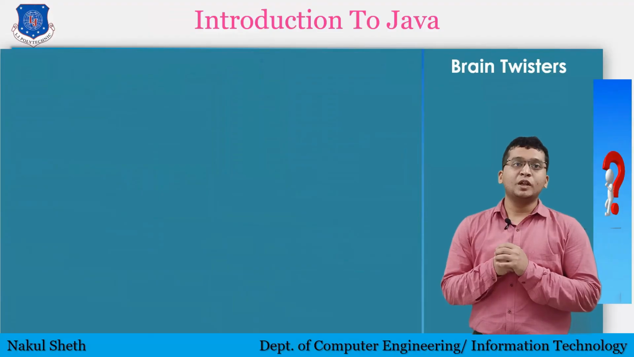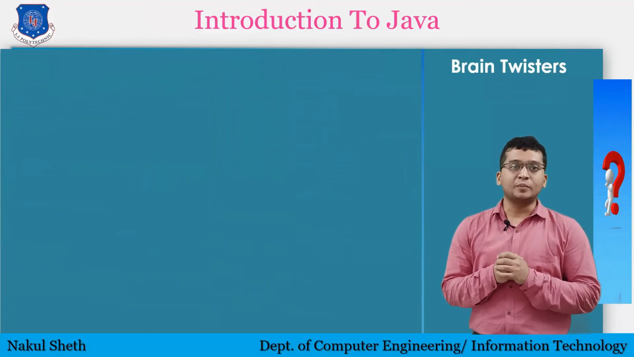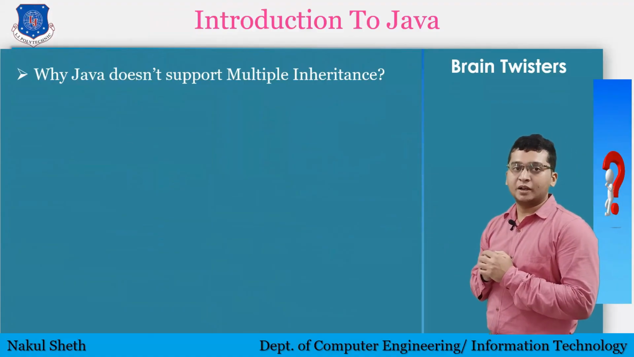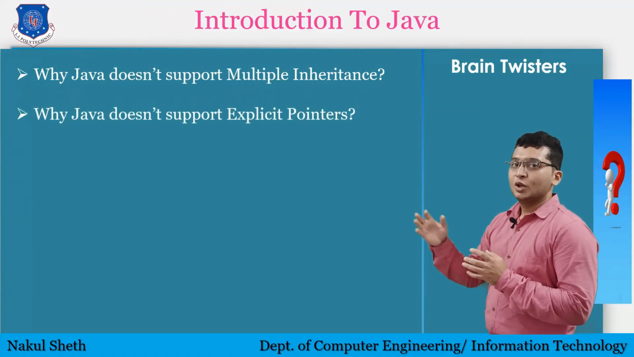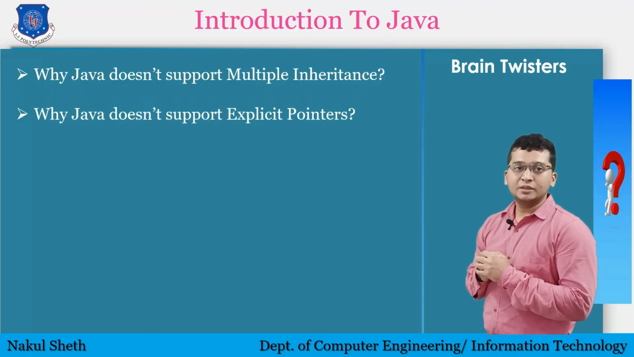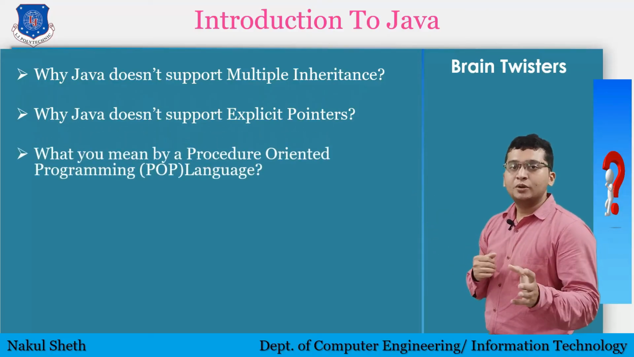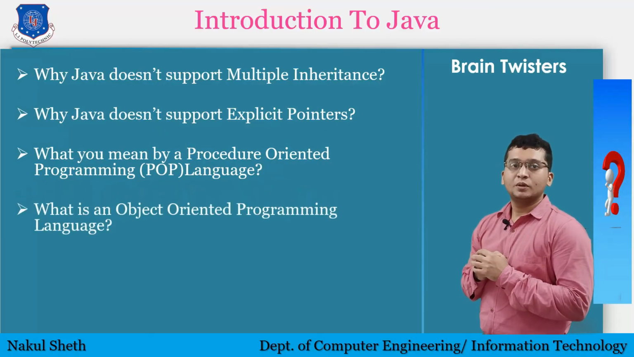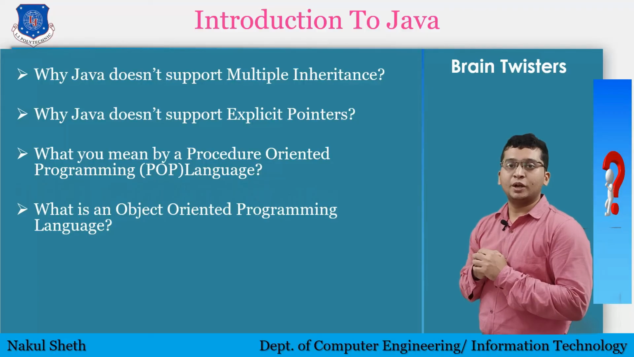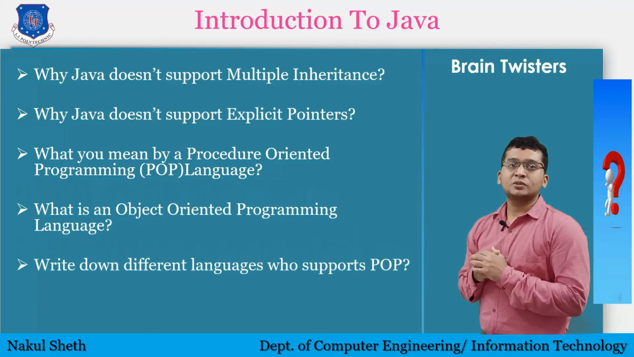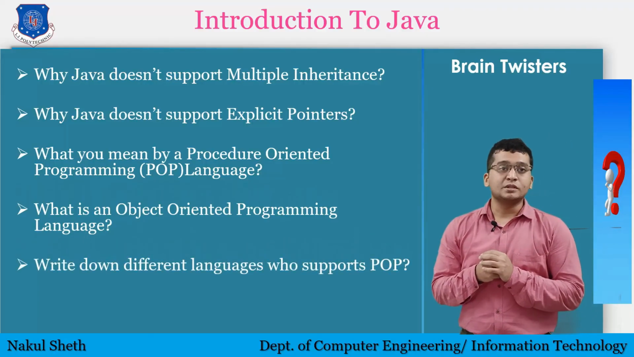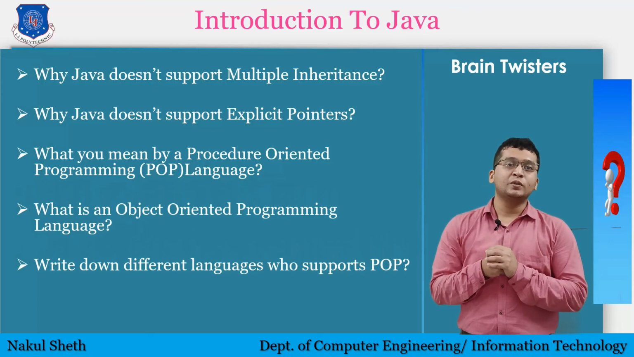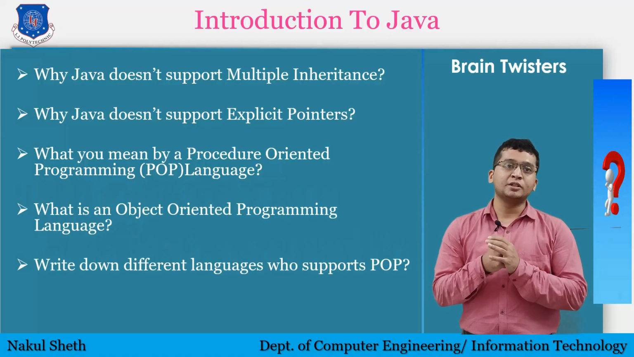Now let us discuss a few of the important questions regarding this topic. The first question is why Java doesn't support multiple inheritance? Second question, why Java doesn't support explicit pointers? Third question, what do you mean by a procedure-oriented programming language? Fourth question, what is an object-oriented programming language? And the last question is, what are the different languages which support procedure-oriented programming? So this is all about C++ versus Java, and this is all for today's video.